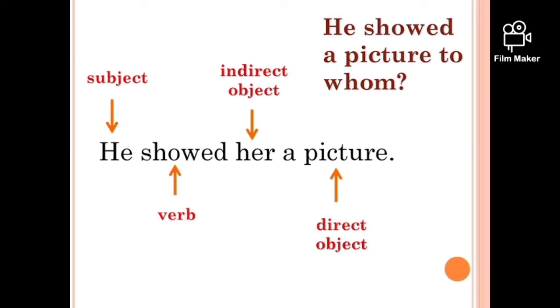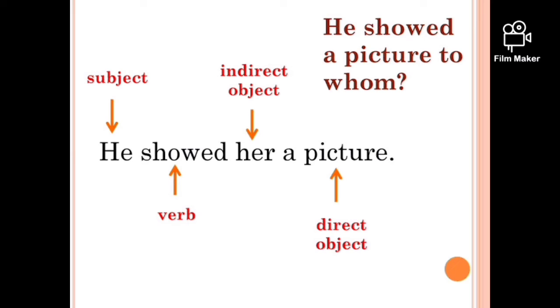He showed what? A picture. So again, if you can get the answer for what, it is the direct object. So the direct object here is picture. To whom? For her. To her, he has shown a picture. He showed a picture to her. So he showed her a picture, or it can be that. So he is the subject, showed is the verb, her is the indirect object, picture is the direct object.